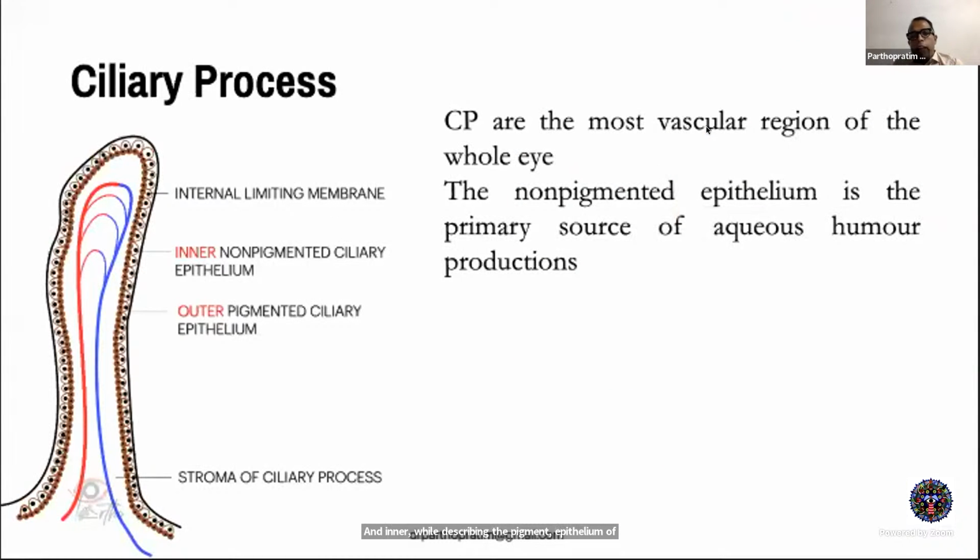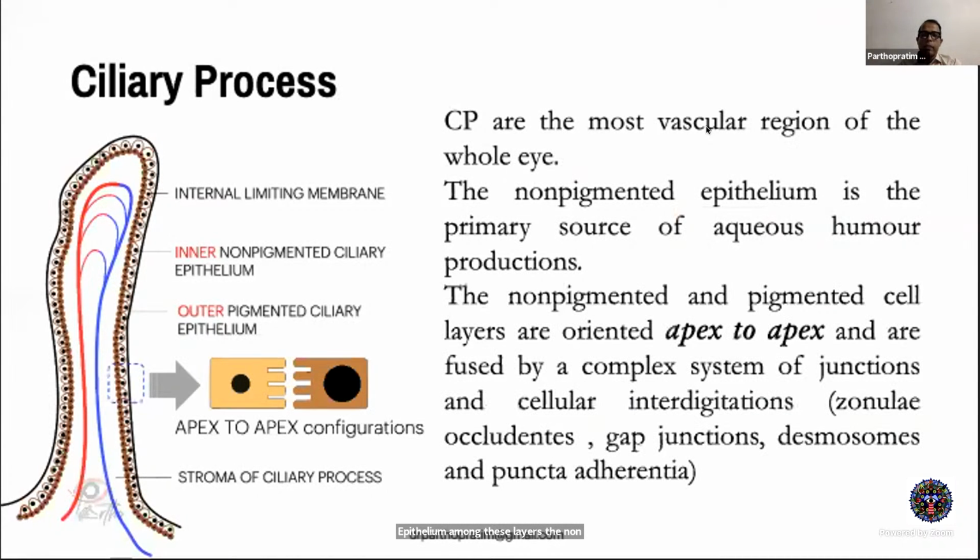Now, the ciliary processes are the most vascular region of the whole eye. The ciliary process has several layers, like the internal limiting membrane, stroma, inner non-pigmented ciliary epithelium, and outer pigmented ciliary epithelium. Among these layers, the non-pigmented epithelium is very important because it is the primary source of aqueous humor production.